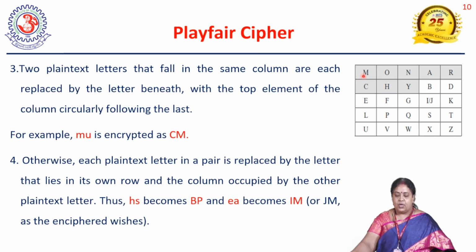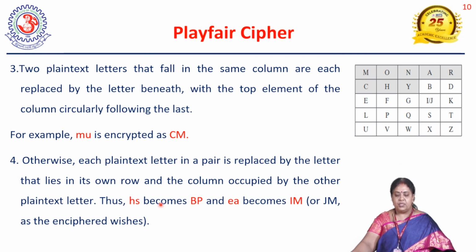You have to encrypt MU. So in place of M, we are substituting C. In place of U, we are substituting M. Okay, is it clear? That is the way of doing encryption if the plain text letters fall in the same column. Now, suppose they are not in the same row or the same column, that means they are in a different row and a different column.